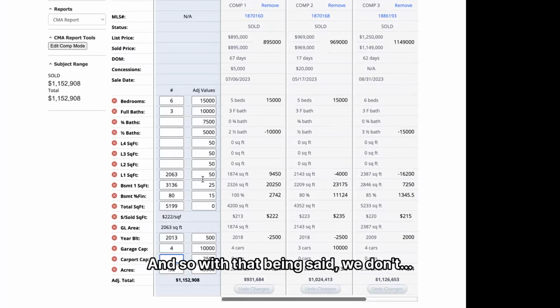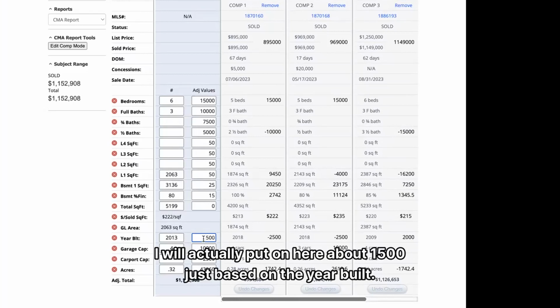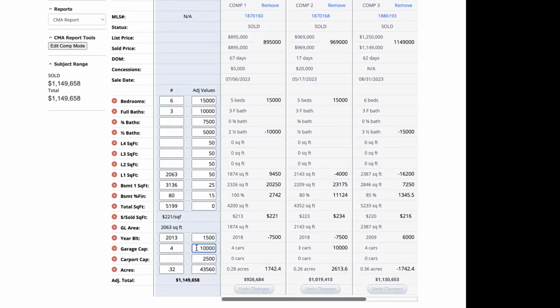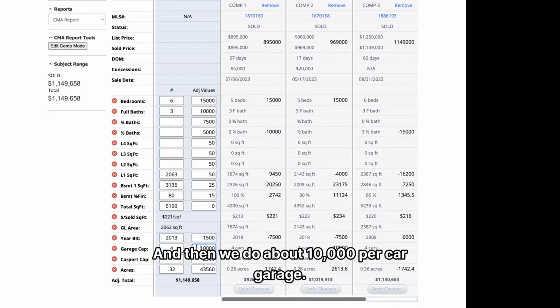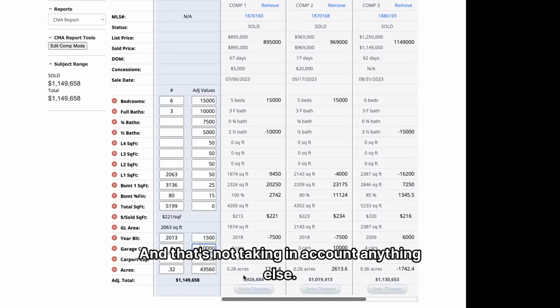And so with that being said, we don't change a lot when it comes to the year built. I will actually put on here about 1,500 just based on the year built. And then we do about 10,000 per car garage. And so with that, you can see that our home's value is 1.15. I'm just going to round that up. And that's not taking into account anything else. So this is just a basic comparative market analysis.